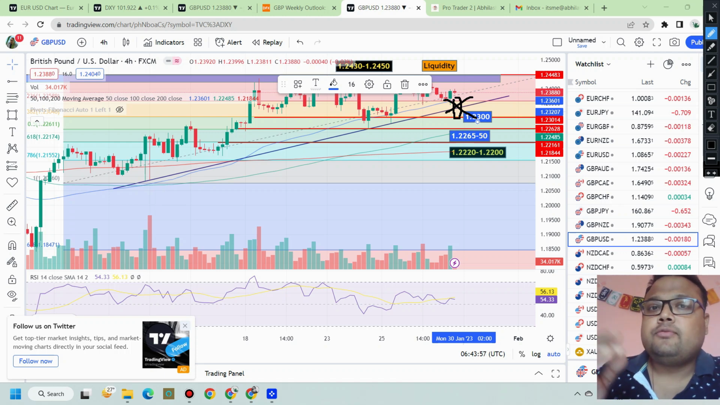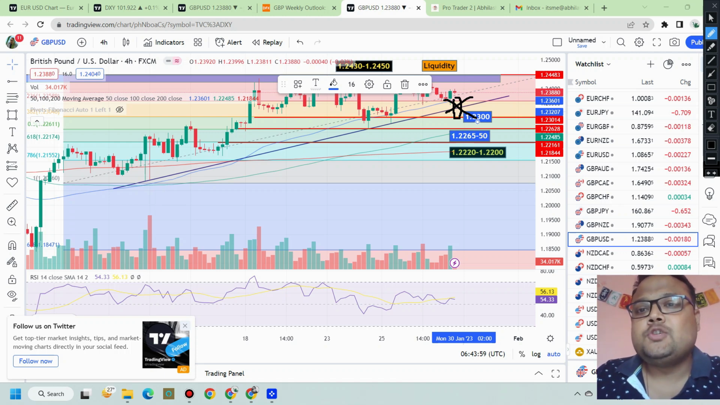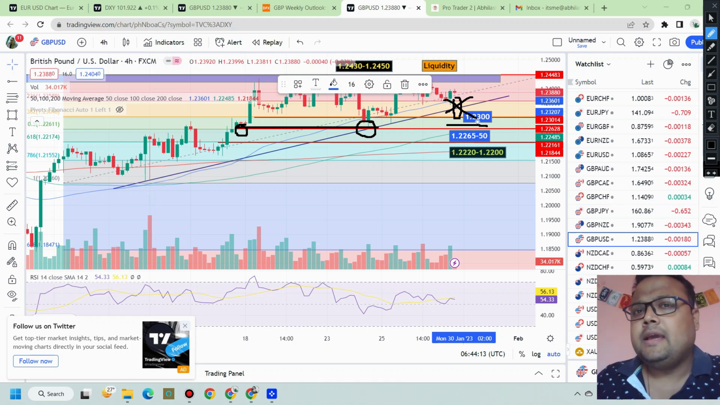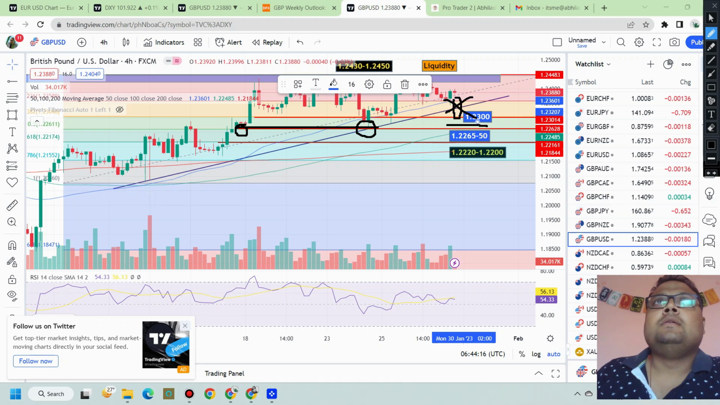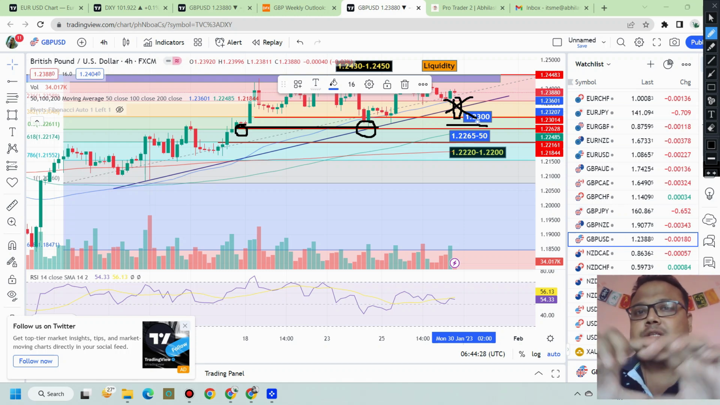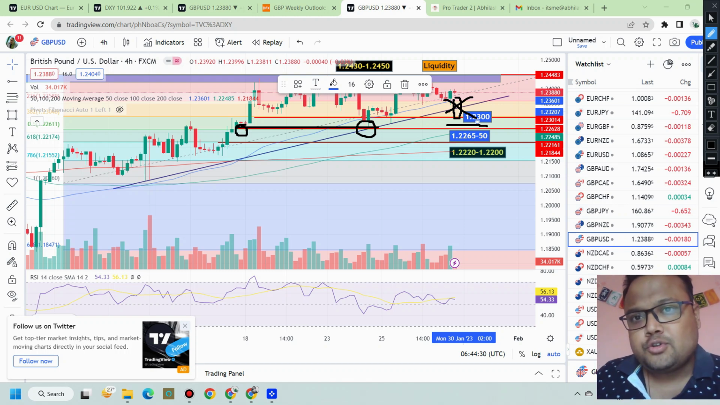In that case, your focus should be on the next support, that is 1.2265 or 1.2250, around this area. And the reason is the Fibonacci 50% retracement level, as well as previous price rejection around this area. And in my experience, Fibonacci 50% retracement and Fibonacci 61% retracement levels are very strong in the case of GBP USD especially. So 1.2265, 1.2250, this particular zone is a very strong support zone in the market.